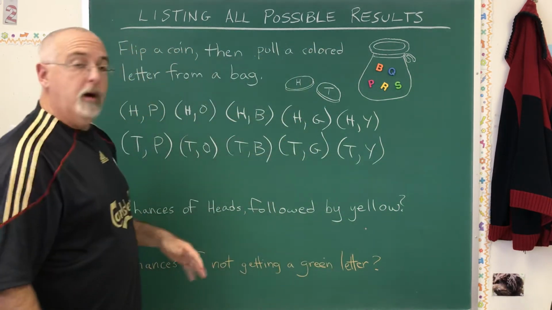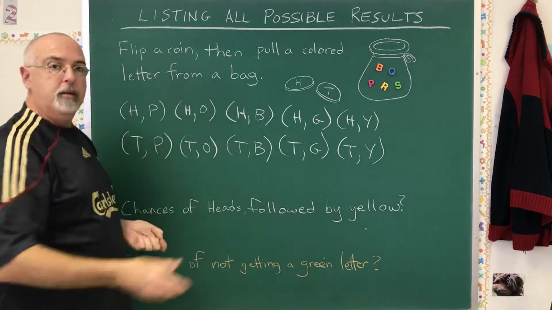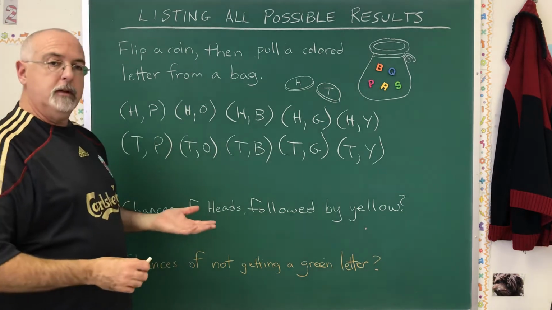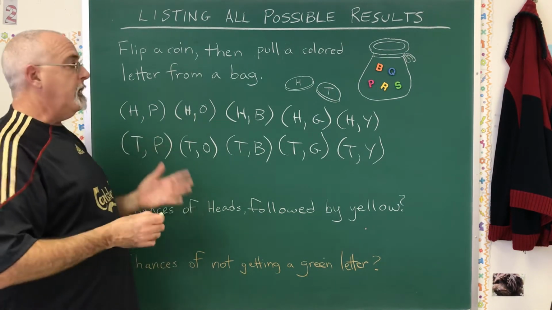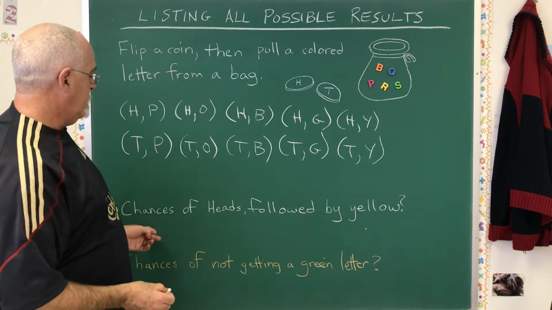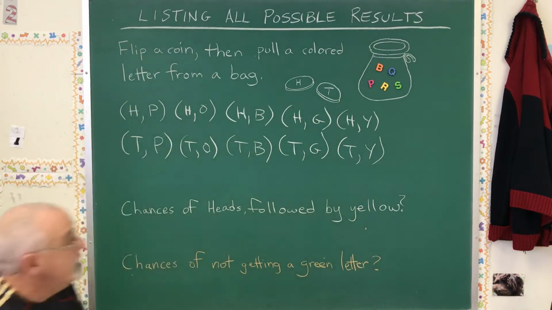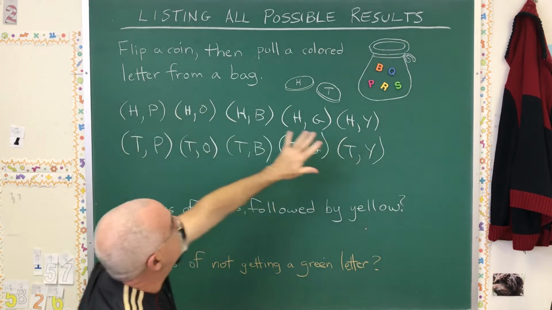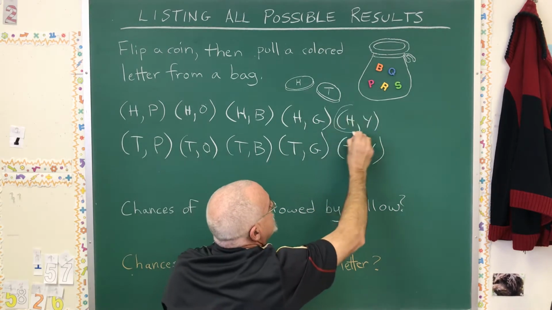Now that took a little while, and it would not be fun to do that if you had a more complicated probability situation. But I have listed all of the possible results, and now I can answer my questions, and I'm using the same strategy that I usually do of favorable over total. So first question, what are the chances of heads followed by yellow? The only one of these possible results that has heads followed by yellow is this one here.